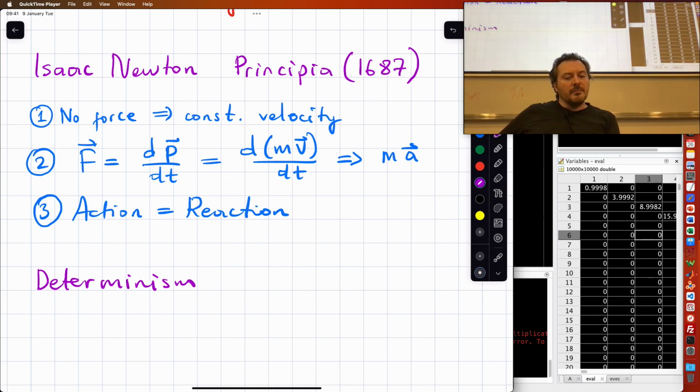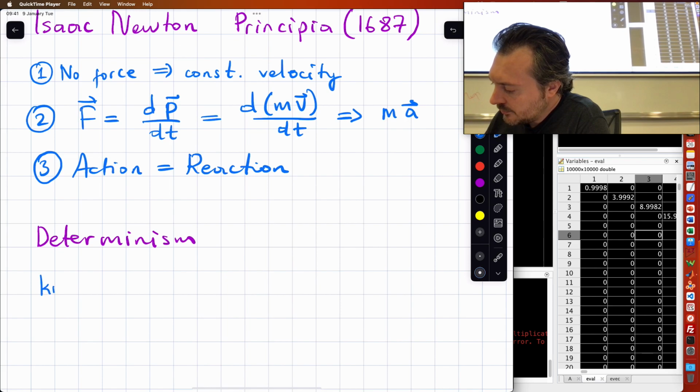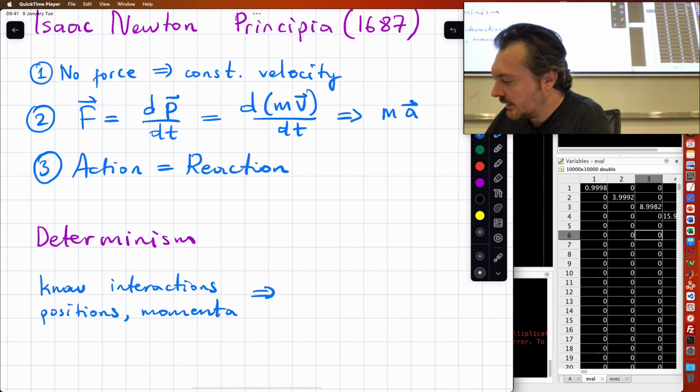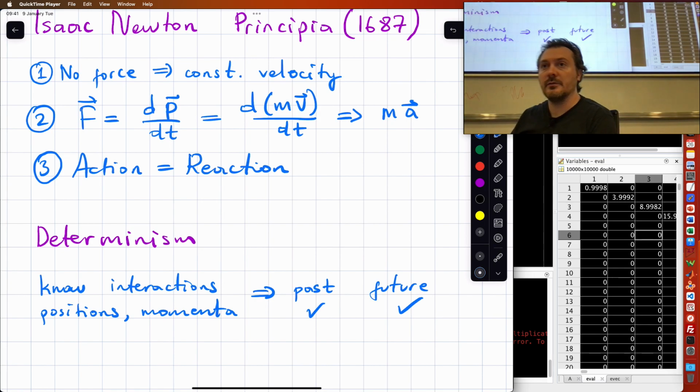Okay, determinism, don't take this as a definition, okay? If I know interactions, positions, and momenta of all particles, then I know the past and I know the future. That's what determinism tells you, right?